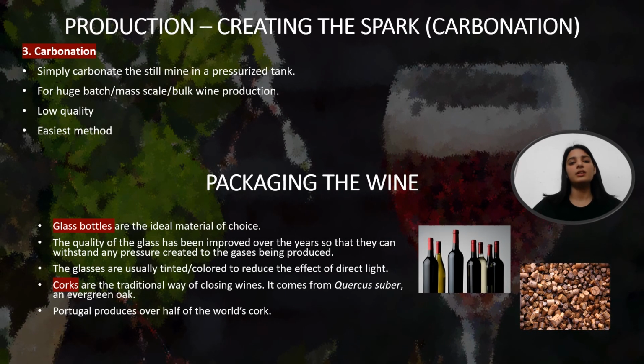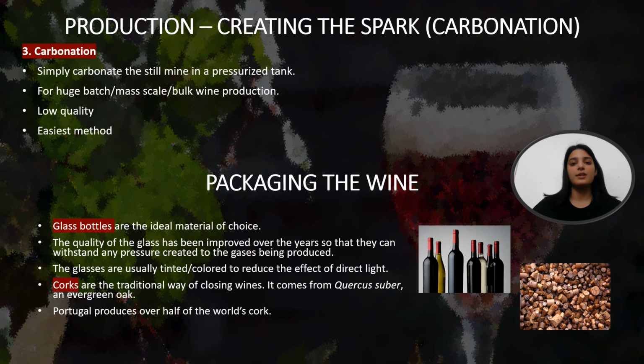The third method is the easiest method and it is called the carbonation method, in which simply the ready-made carbon dioxide is mixed with the wine inside the pressurized tank. This helps in the mass production of the sparkling red wine. Even though this method is the easiest, it gives the low quality sparkling wine.